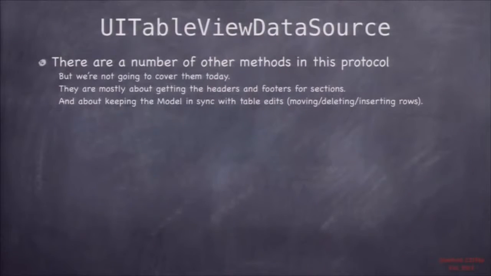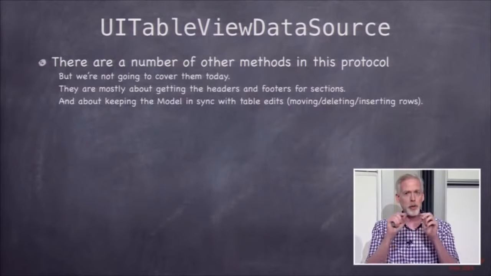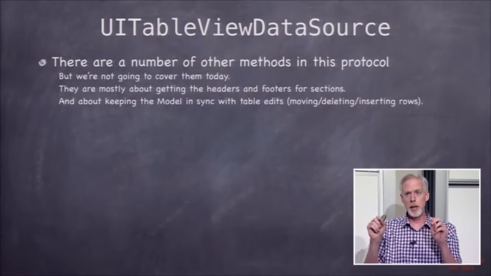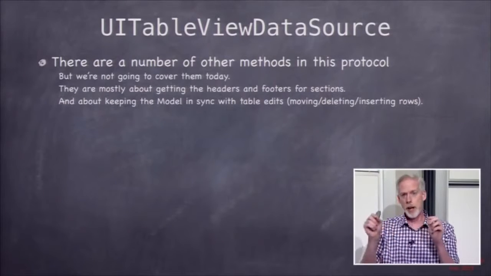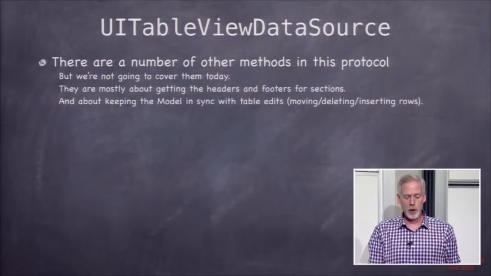There's a bunch of other methods in this data source protocol that we're not going to talk about. They're mostly about getting the titles of the headers and the footers. You will need the one that returns the name of the string for a header, because you're going to have a section header.